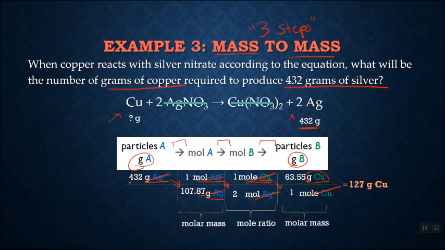If you multiply your 432 times your 63.55, then you divide by 107.87. I usually divide it first by this, and I hit enter on my graphing calculator. Then I divide that answer by 2. You could do it a different way, though. You could put parentheses on the bottom and have them multiplied together within those parentheses.